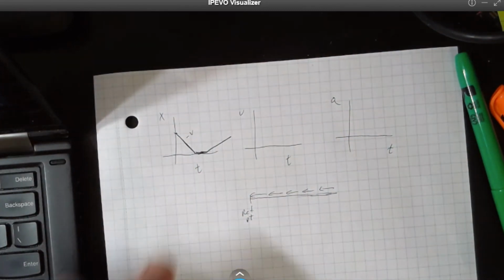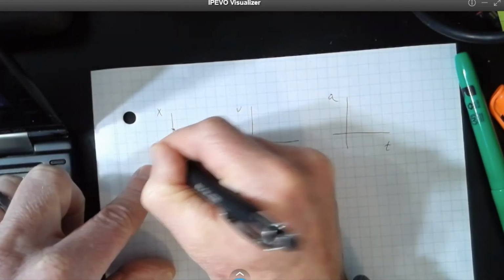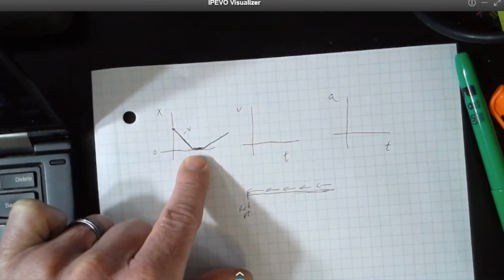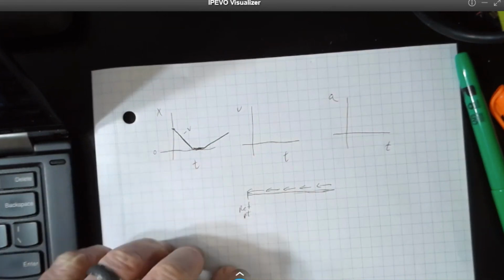Okay, we get to that reference point, right, because this is our zero axis. We're going to stop for a while. Okay, so we're at rest, so our velocity here is 0.